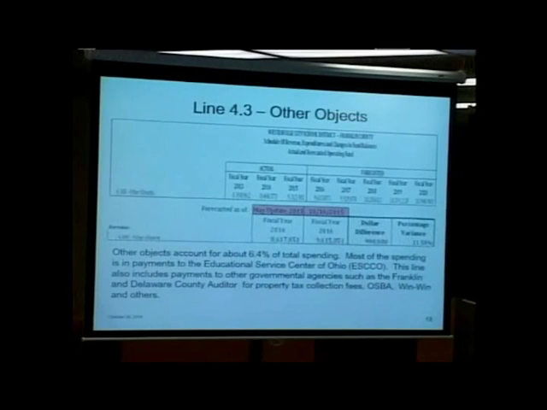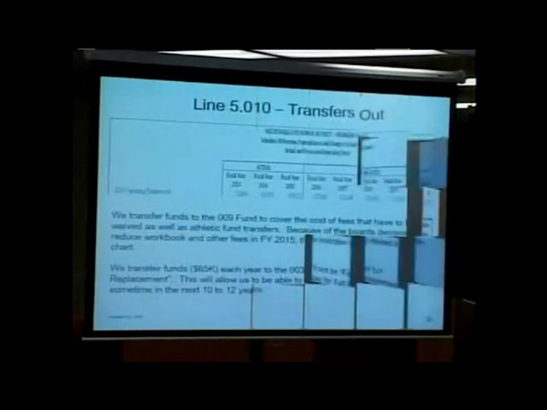Other objects, this is mainly just things we pay for the Educational Service Center, property tax collections, win-win agreements, anything that we pay out to any government agencies. It's pretty much where we are here.